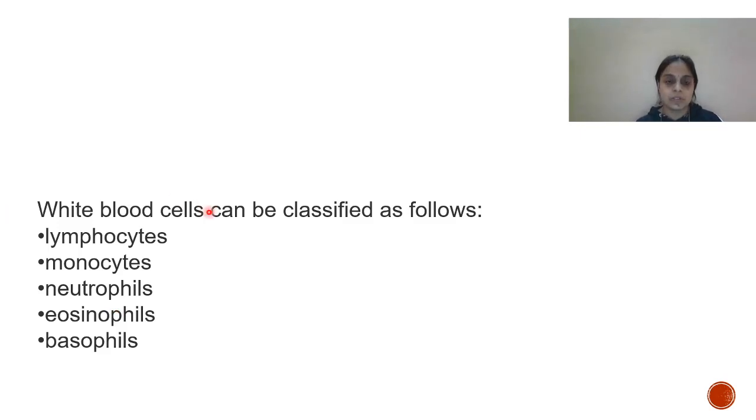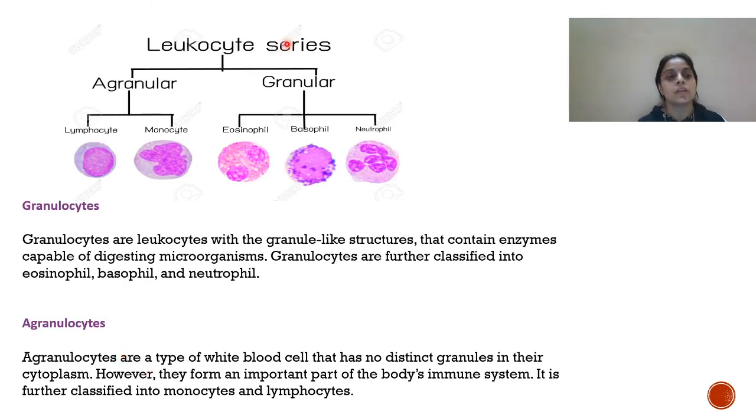Coming to white blood cells, there are five different types of cells: lymphocytes, monocytes, neutrophils, eosinophils, and basophils. Before that, we have to know about granulated and agranulated. When you take leukocytes, some are agranulated and some are granulated. You can see the diagram over here. So what do we mean by granulated? Granulocytes are leukocytes with a granule-like structure that contain enzymes capable of digesting microbes. They are further classified into eosinophils, basophils, and neutrophils.